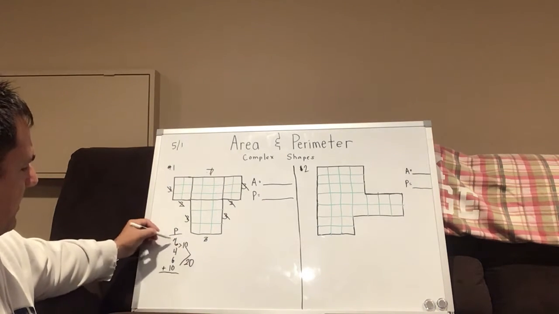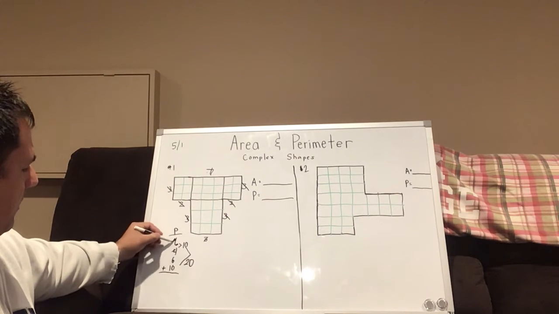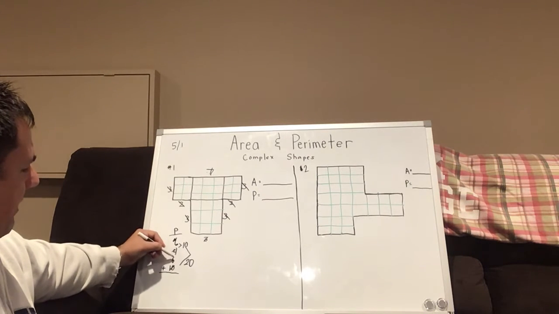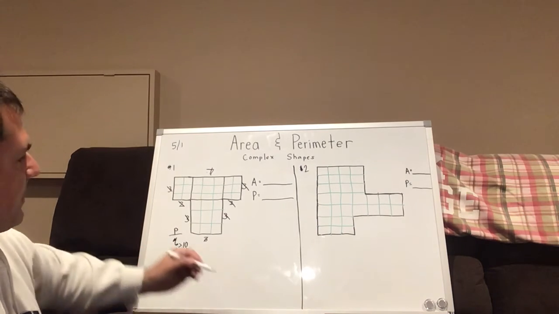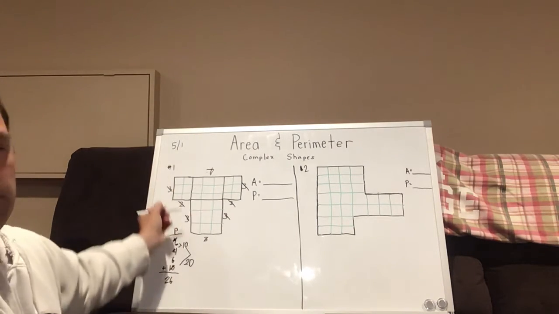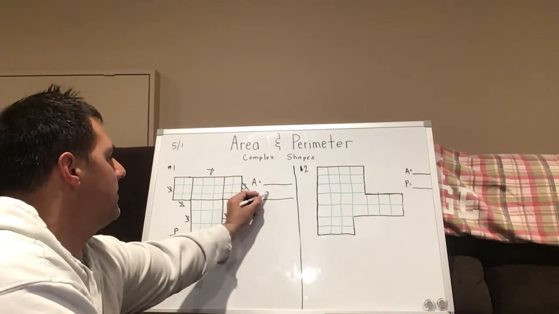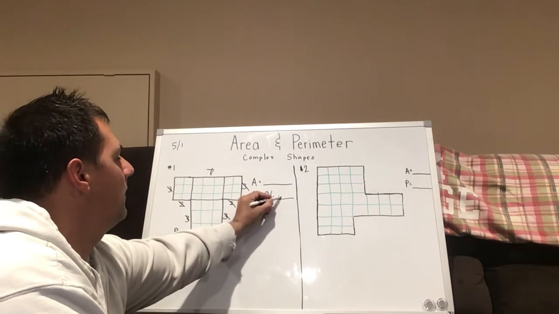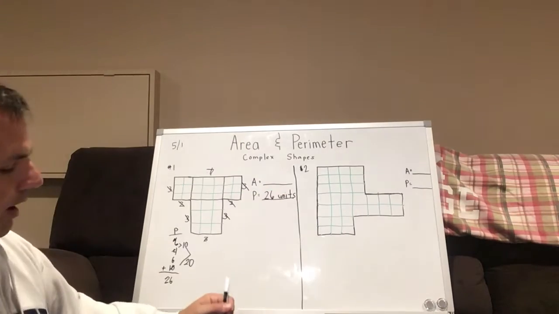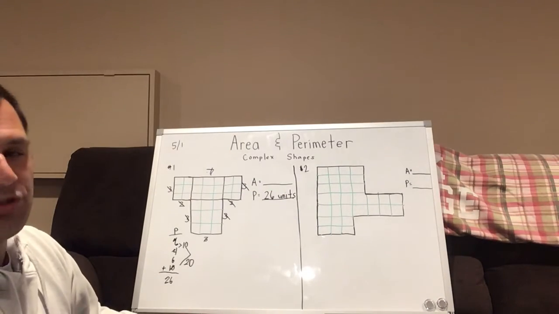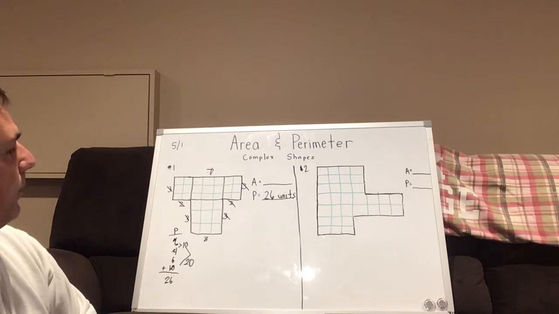So the 6 is done, the 4 is done, the 10 is done. So now I have to add the 6. So 20 plus 6 is 26. So my perimeter for this complex or irregular shape is 26 units. Now we have to figure out the area, which is obviously the harder part of this problem.